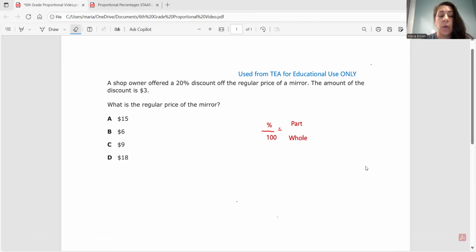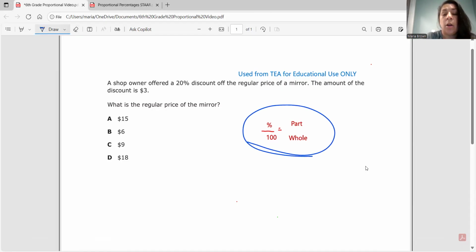Okay, so here we go. We're going to go ahead and get started. If you remember from our proportional percentages list of instructions from video 1 and 2, step 1 is to set up the problem. The way that we set up the problem is that we use this formula right here: percent over 100 equals a part over a whole. In step 1, we figure out what part of the formula we have and what part of the formula is missing.